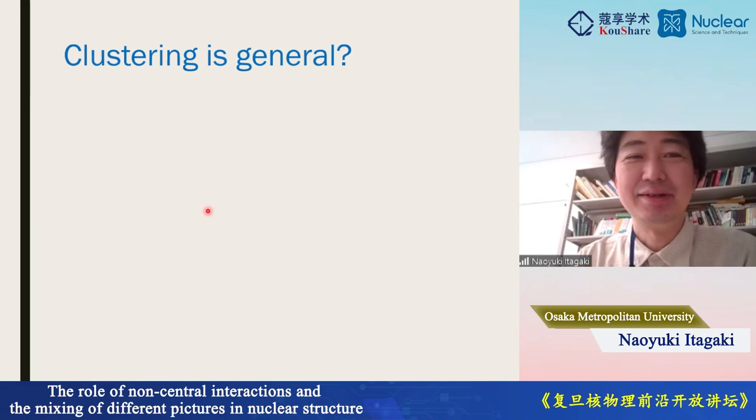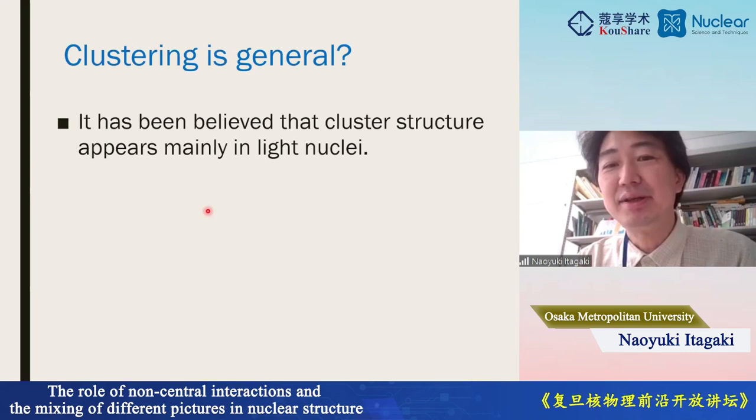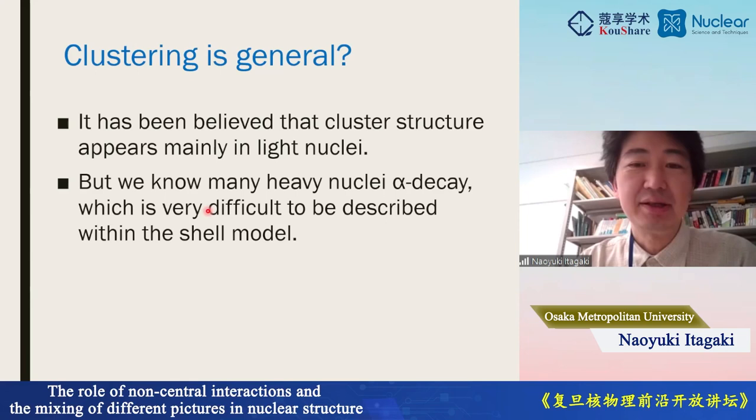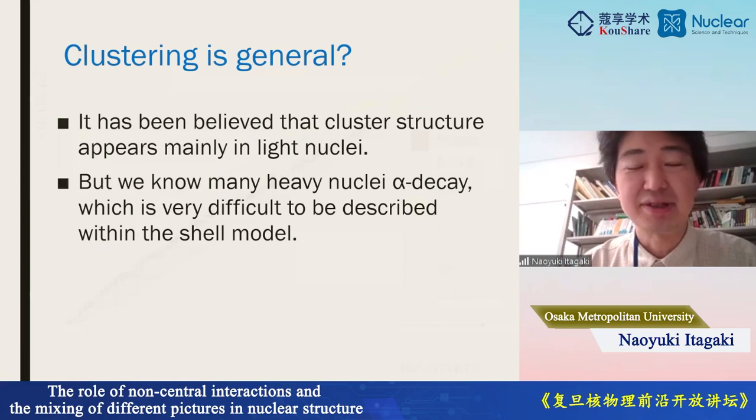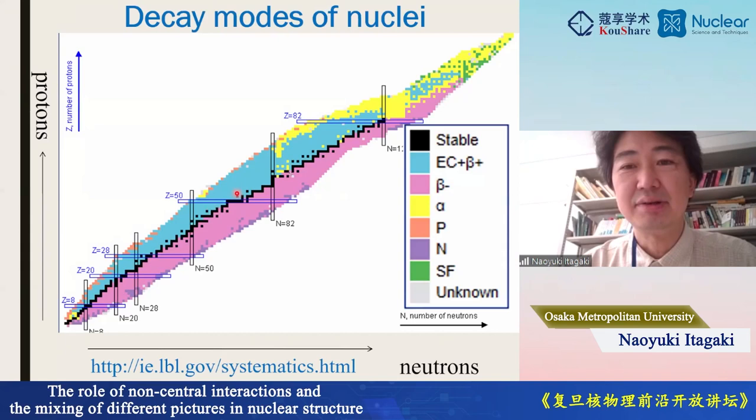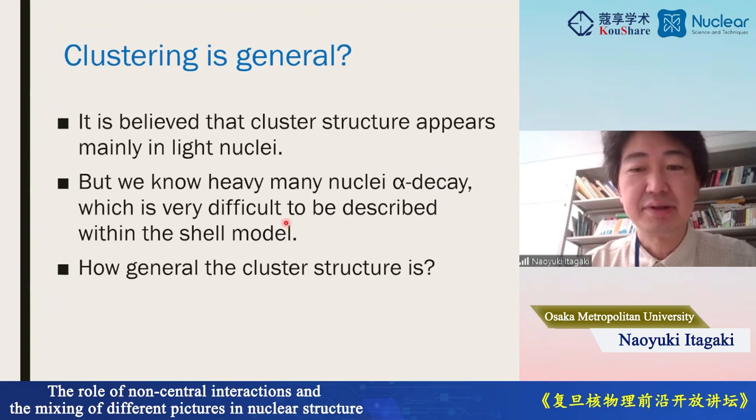So the question is whether the clustering is general. It has been believed that the cluster structure appears mainly in light nuclei. Many people believe it. But we know that many heavy nuclei alpha decay, which is very difficult to describe within the shell model. If we expand the model space of the shell model, this is rather challenging. But in reality, these yellow color nuclei alpha decay. So many heavy nuclei alpha decay. So the alpha cluster component should be mixed in the ground state of heavy nuclei. So how general is the clustering? That's the question.